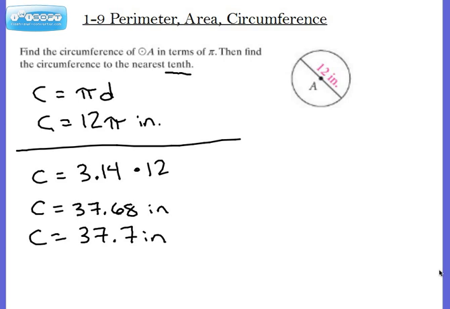And there's the short and quick perimeter and area. We'll cover a little bit more, but then also circumference for Chapter 1, Lesson 9.